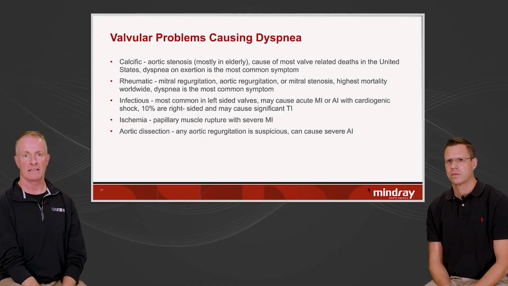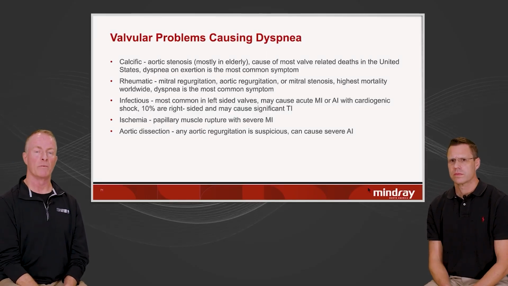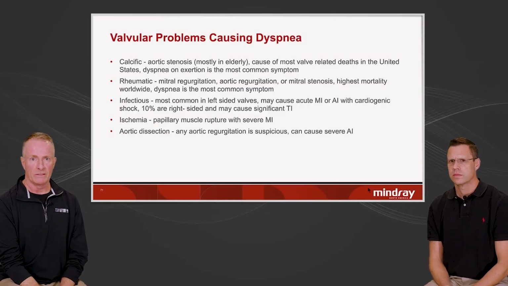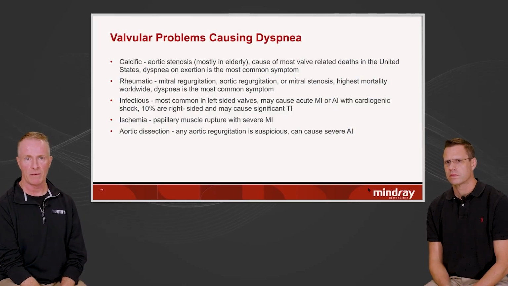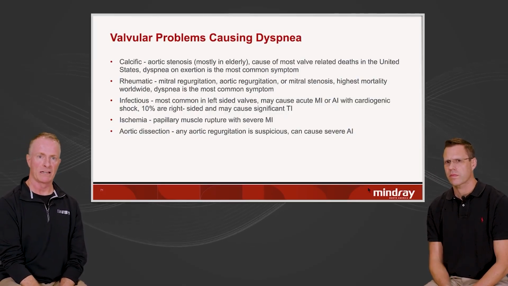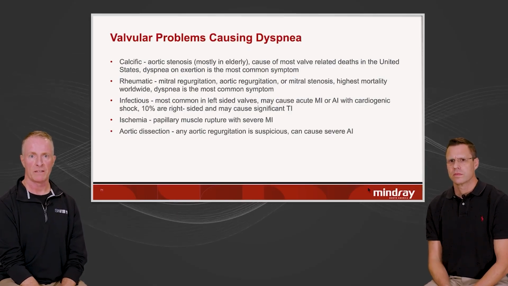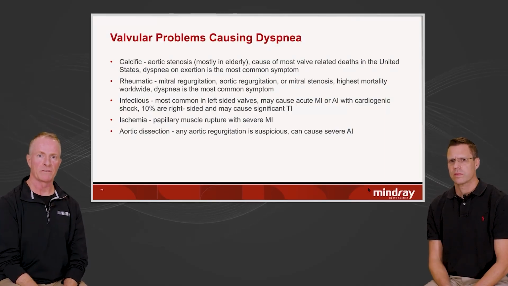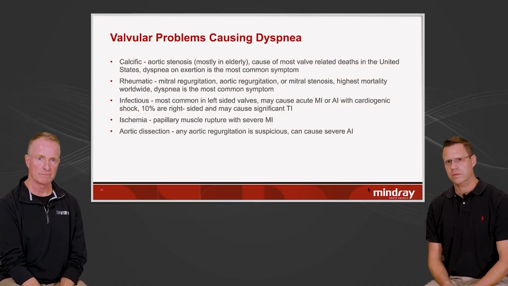Rheumatic disease is common, not in the United States, but elsewhere in the world. So if you're going to do any travel medicine, you better know that, because you're going to see a lot of it. And so dyspnea is really common around the world from rheumatic disease. We see a lot of infections of the valves in IV drug users and other people. Right-sided infections of the valves are common in IV drug abusers, but left-sided endocarditis is the most common.